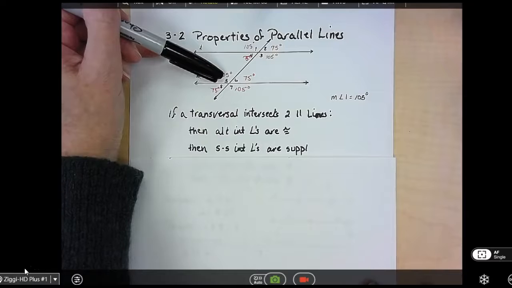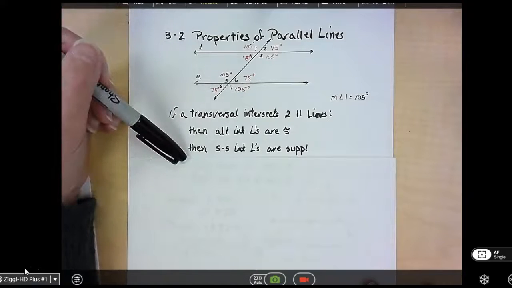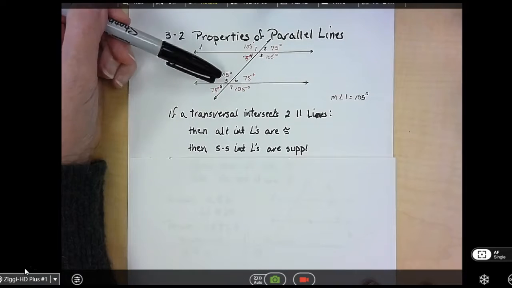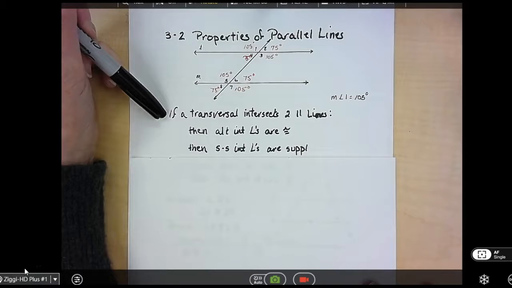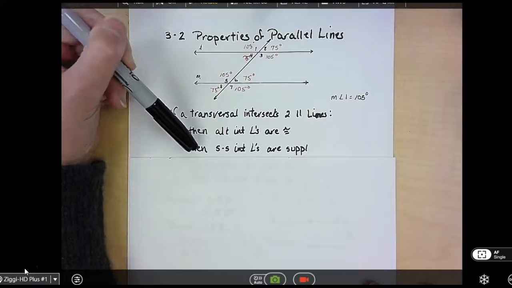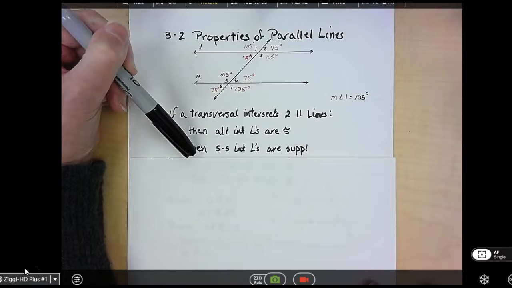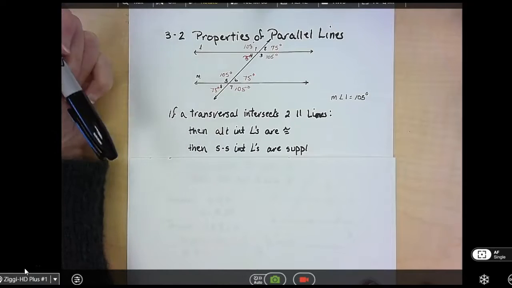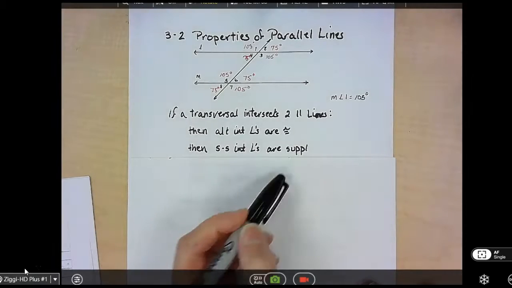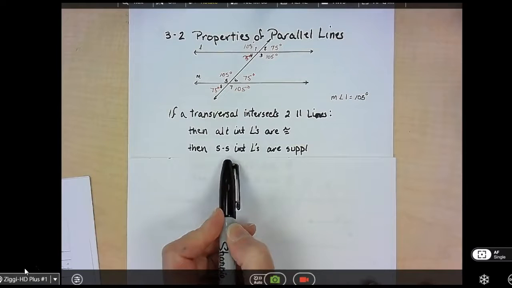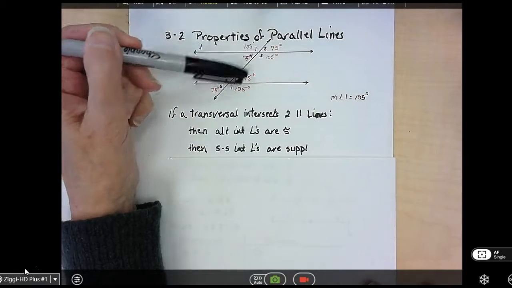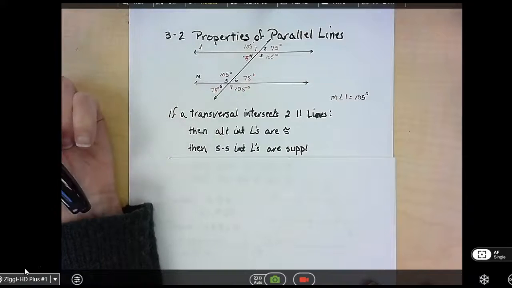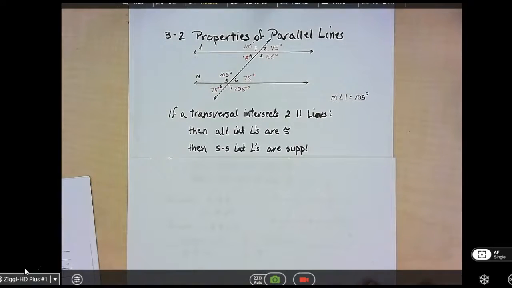If I look at my same side interior angles, so 4 and 5, those two angles are supplementary. So if a transversal intersects two parallel lines, then same side interior angles are supplementary. It's my SSS theorem, same side supplementary. And same with 3 and 6, they are supplementary because they're same side interior angles.